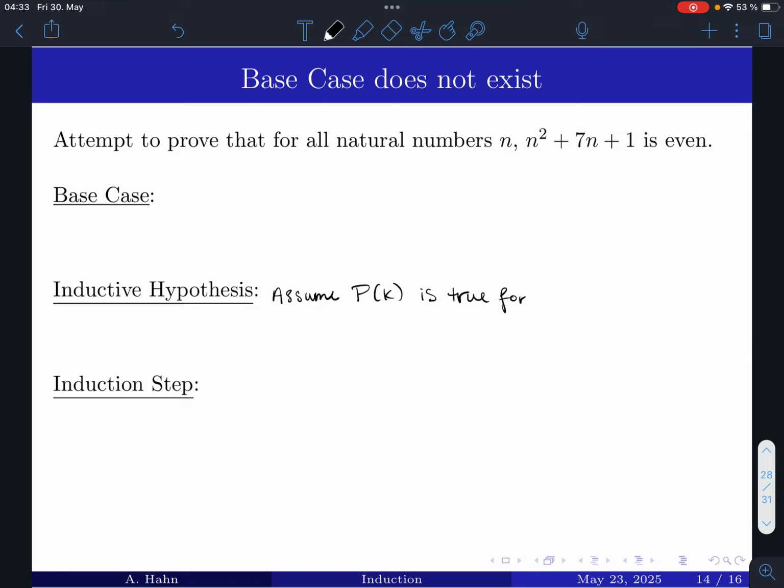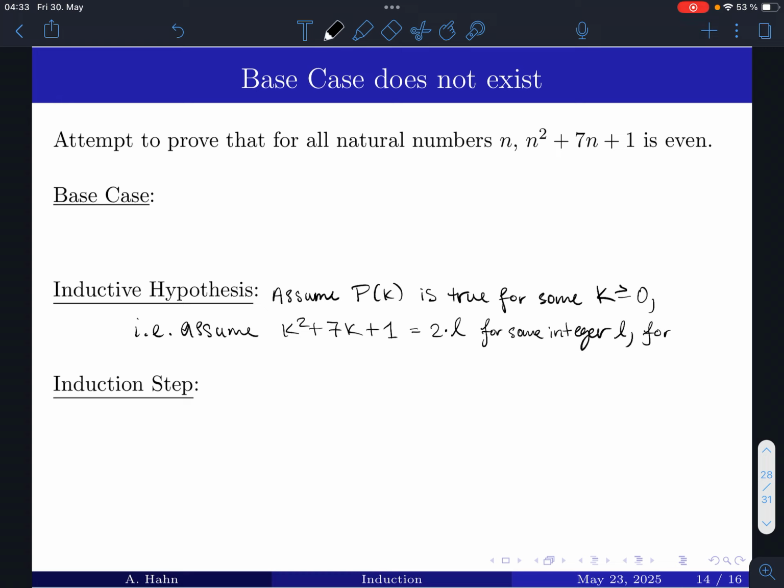So assume that P of K is true for some K greater than or equal to 0, i.e. assume that K squared plus 7K plus 1 is even. So another way to write that is equal to 2 times L for some integer L, for some K greater than or equal to 0.